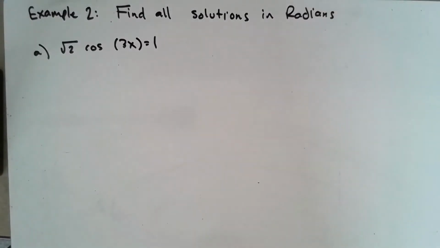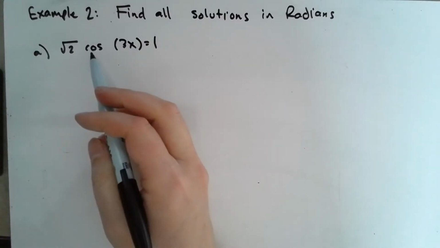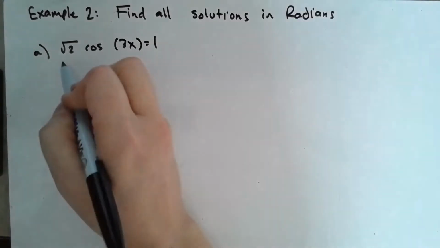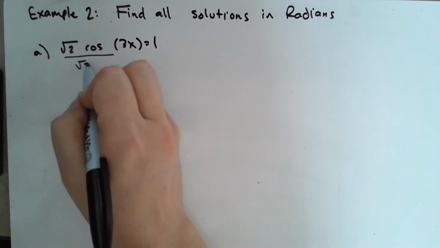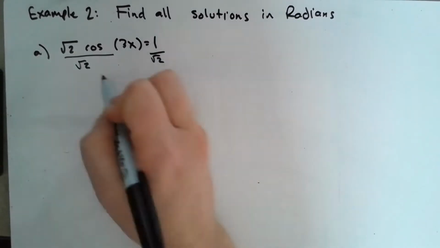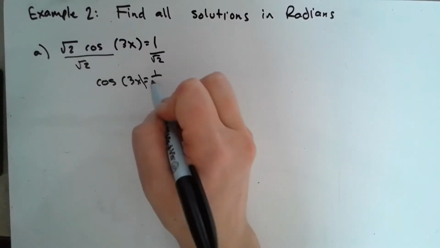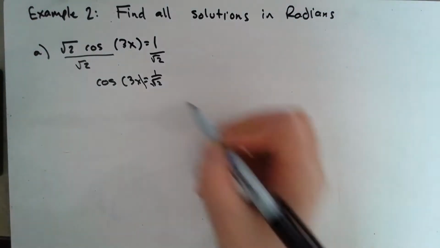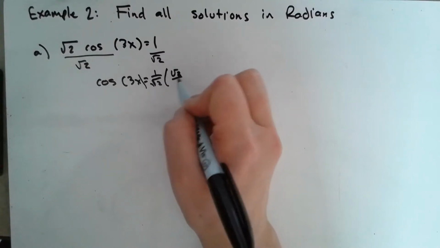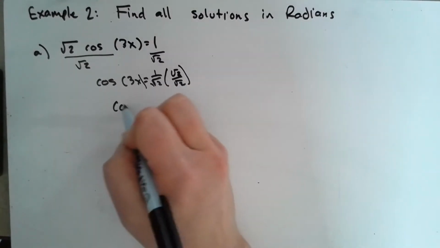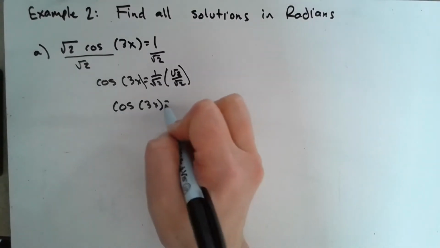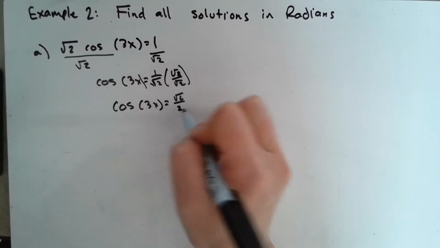So here we go. In example 2, we're going to find all solutions, and we're going to stick with radians. Okay, so first thing I want to do is solve for cosine of 3x. So I am going to divide by square root 2. So I get cosine of 3x equals 1 over square root 2. Okay, we're going to rationalize this. Square root 2 over square root 2. So cosine of 3x equals square root 2 over 2.